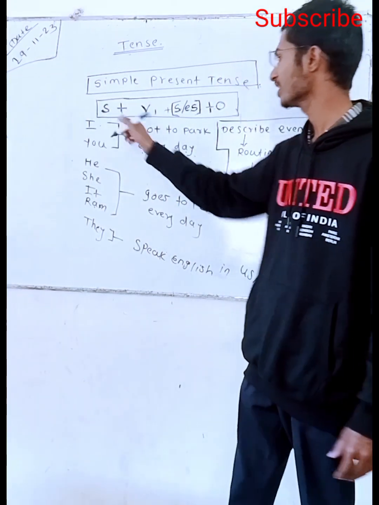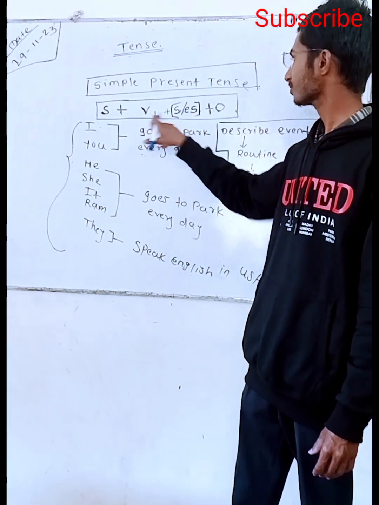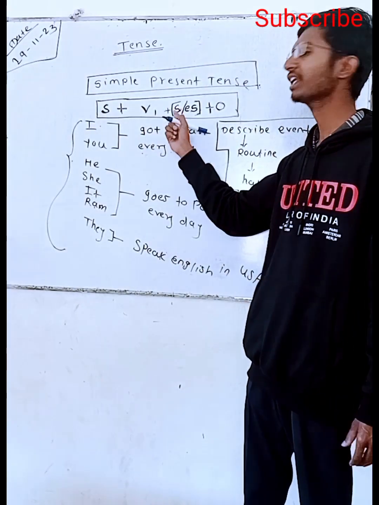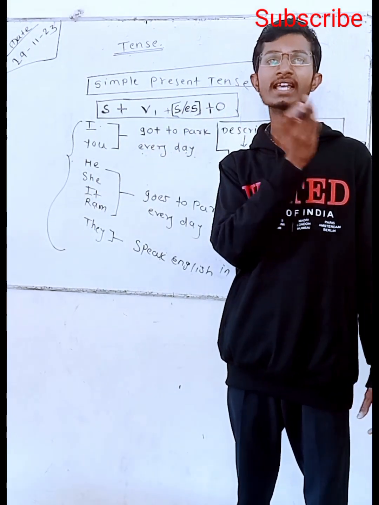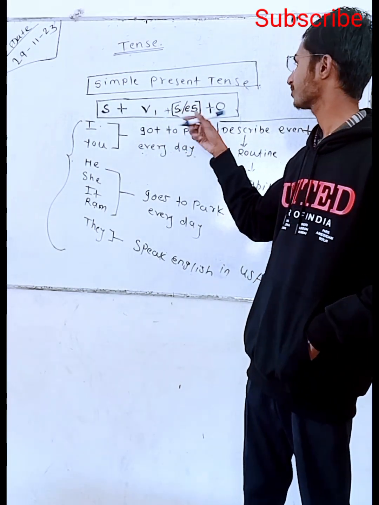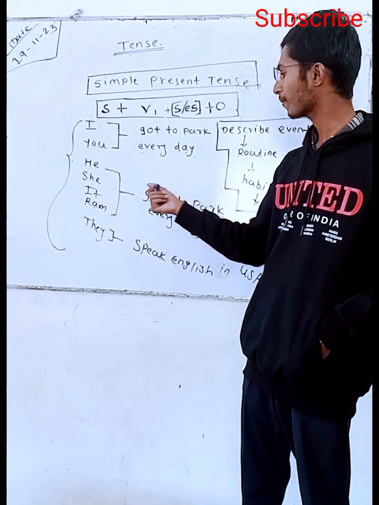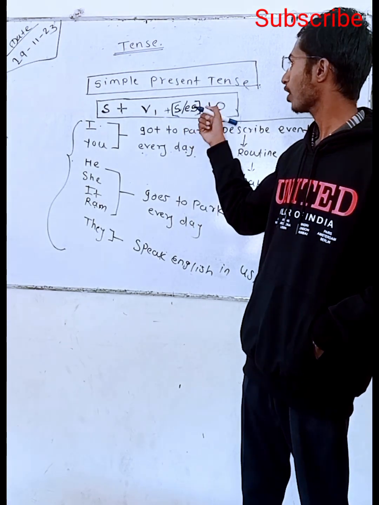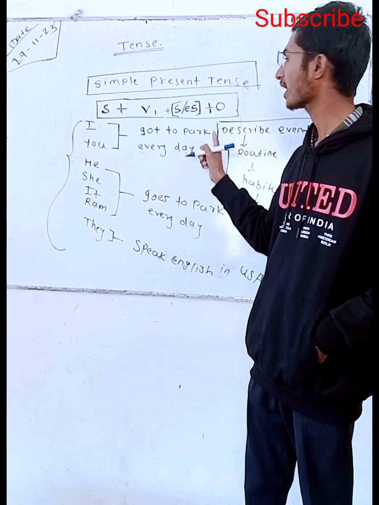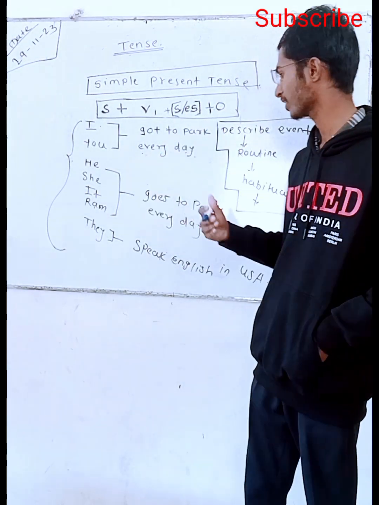The formula is the subject, then the verb. Verb one means a particular activity you do, and we add s or es to verb one. The subject is described with s or es, and then there is the object, any particular object. Like here, the park is the object, but every day is the routine that you can express.